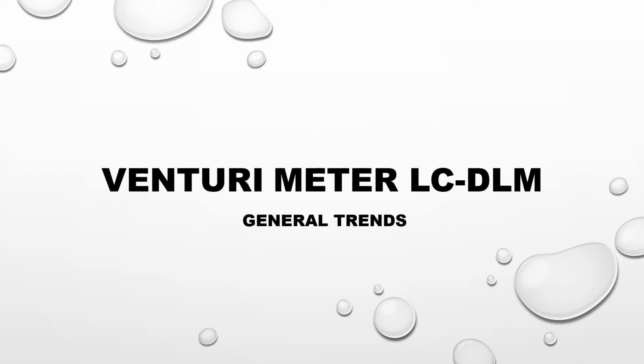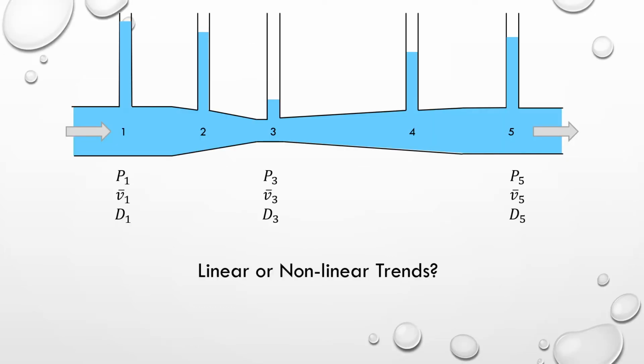Let's use the formula for cross-sectional area and the mechanical energy balance equation to determine whether velocity and pressure change linearly or non-linearly with diameter in the Venturi meter. We'll start by determining the relationship between velocity and diameter.